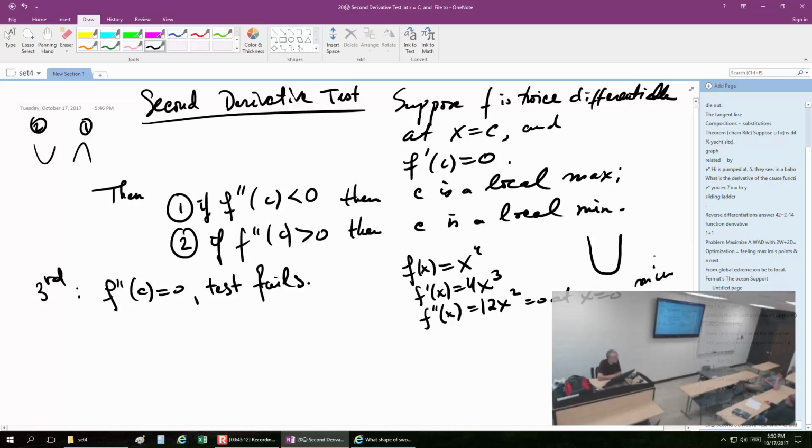So it is possible. You can have one way or the other, and you don't know. Certainly you can think of a minimum. If I just put a negative sign over here, then I will have a maximum like this. So it's all possible, and that's why, in a way, the first derivative test is more reliable in that sense. Okay, so let me do an example of.